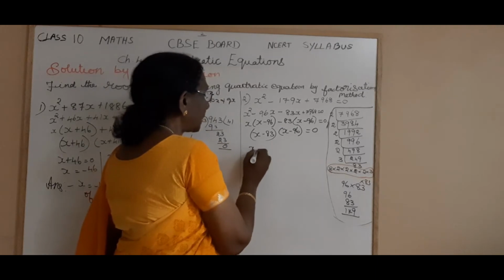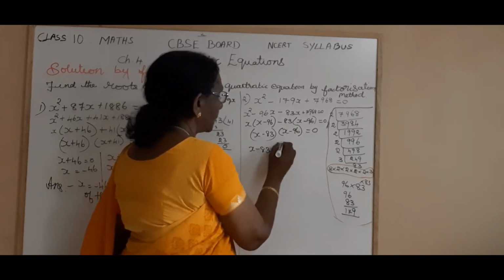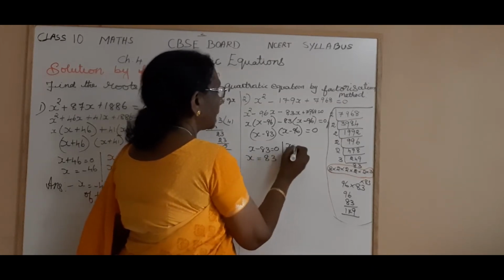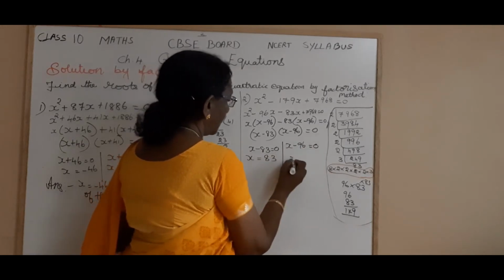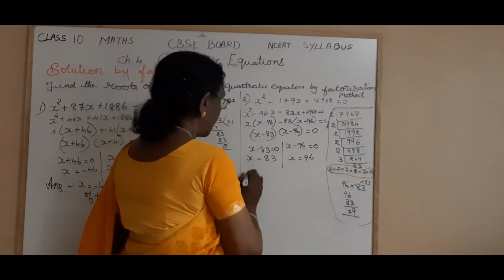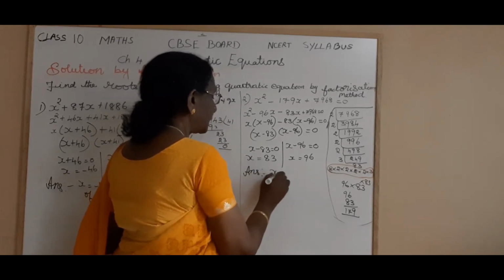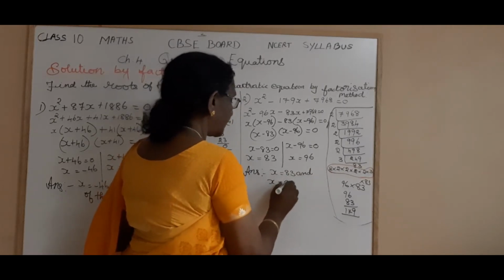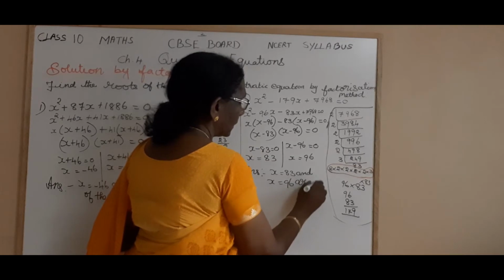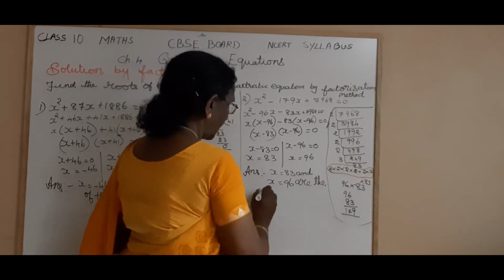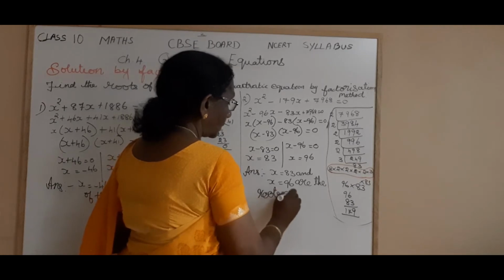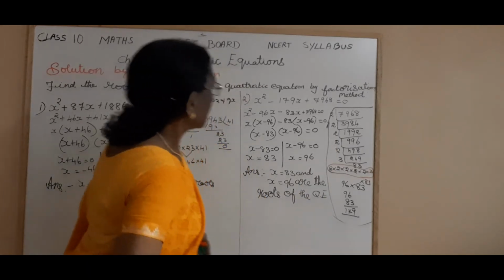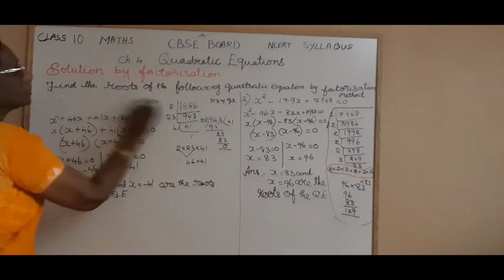So again the usual step, x minus 83 is equal to 0. That means x is equal to 83. And x minus 96 is equal to 0. X is equal to 96. Now write the answer. X is equal to 83 and x is equal to 96 are the roots of the quadratic equation. Okay. Now we'll move to the next sum.